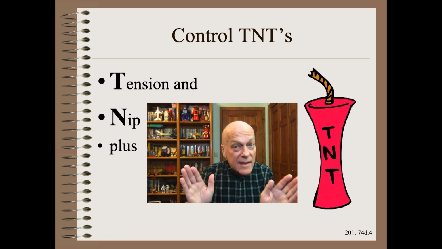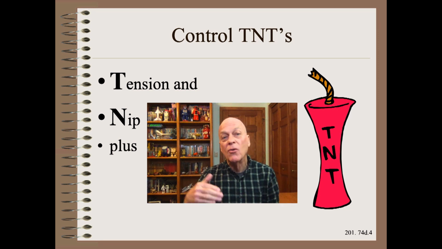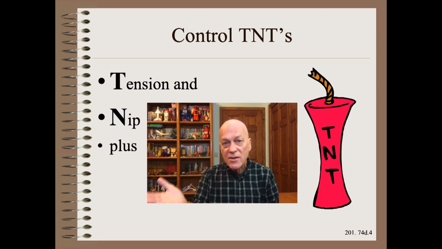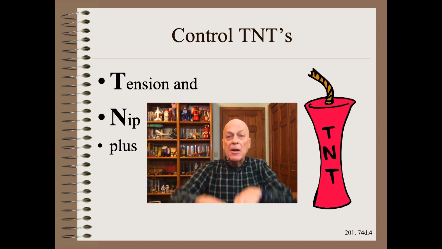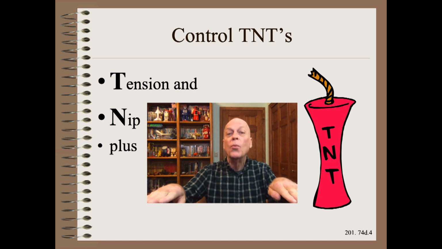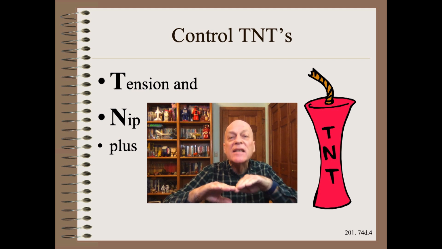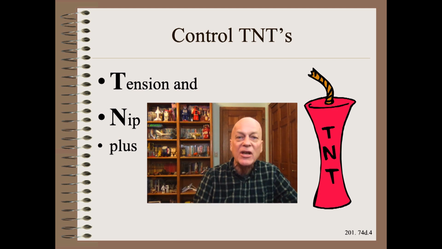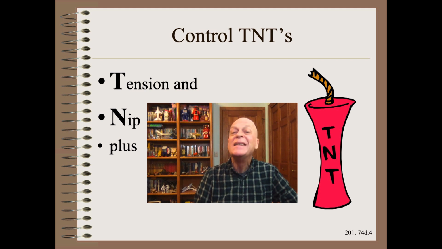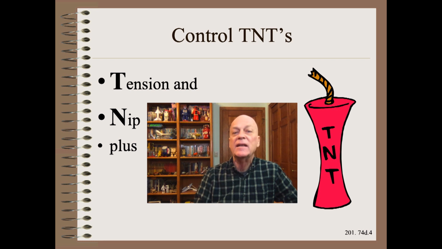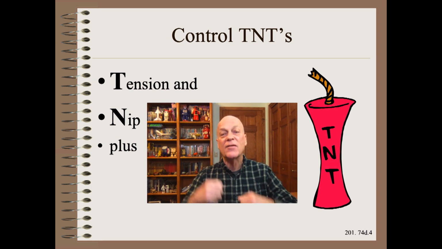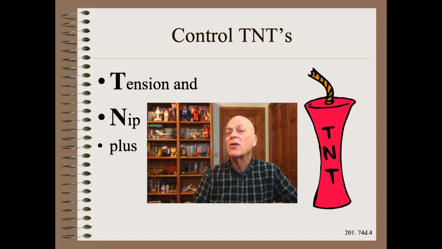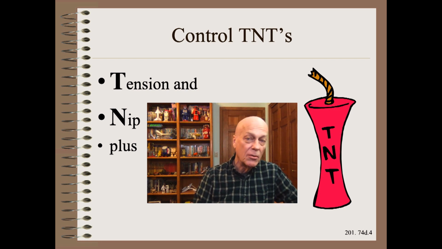Despite the complexity and variation among the web machines of all colors and stripes, you will find some common ground with the essentials. These essentials are found on nearly every web machine and are known as the TNTs of web control. The first T stands for tension. The N stands for nip. The other letters depend on the machine you are referring to.